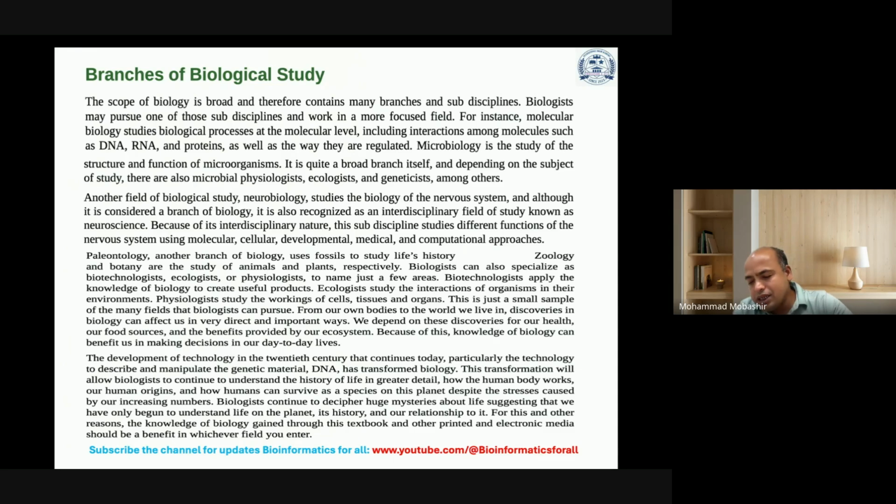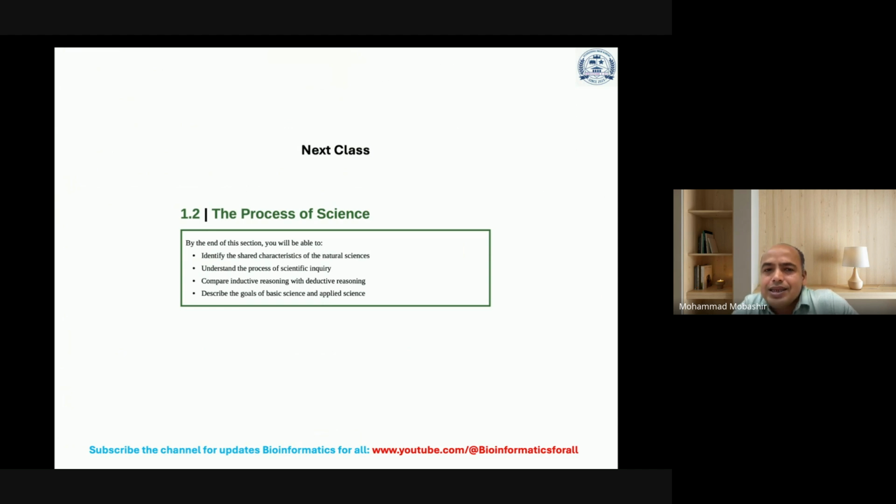And now the next part of the classes will be something different, that is biological processes, or the processes of science. So here you will be able to learn identifying the shared characteristics of natural science, understand the process of scientific inquiry, compare inductive reasoning with deductive reasoning, and then describe the goals of basic science and applied science.